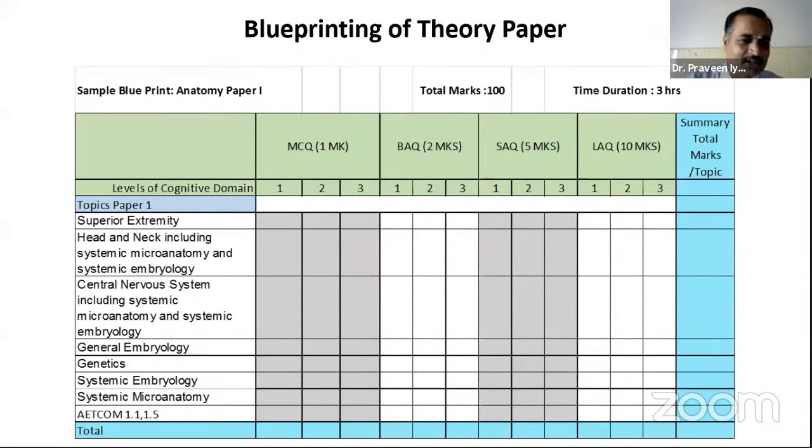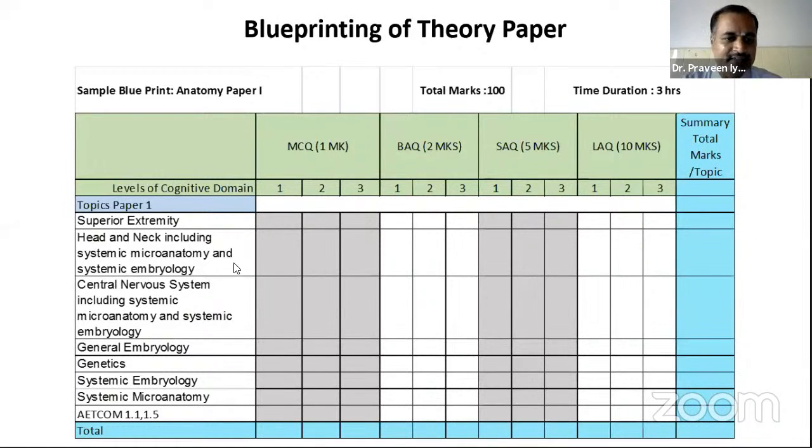On the left hand side, the column shows levels of cognitive domain. Here, the topics are written on the left hand side first column. Then the next 3-4 columns are MCQ, which is 1 mark each, BAQs 2 marks each, SAQs 5 marks each, LAQ 10 marks each. And then the summary will be total marks and topic that is allotted.